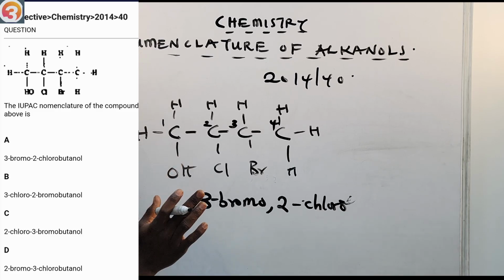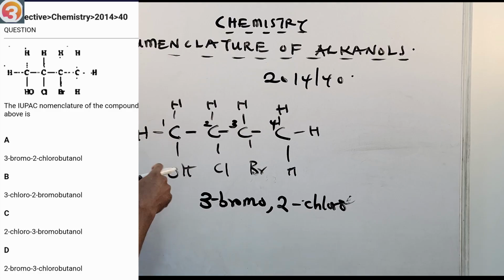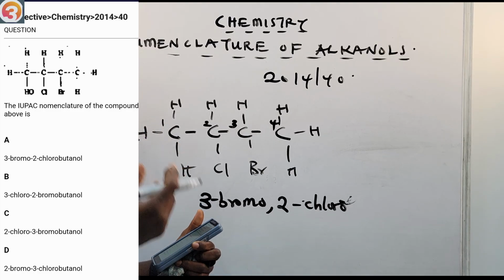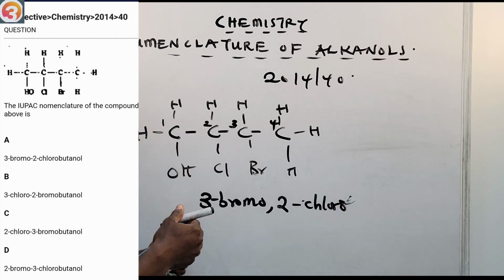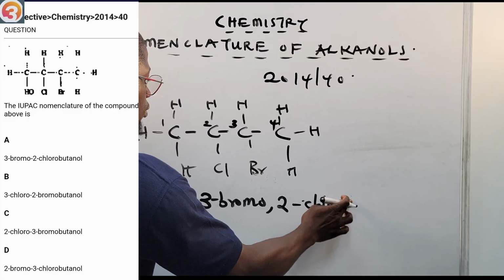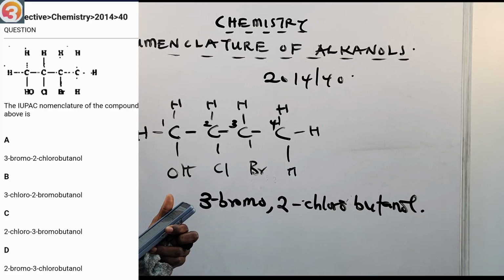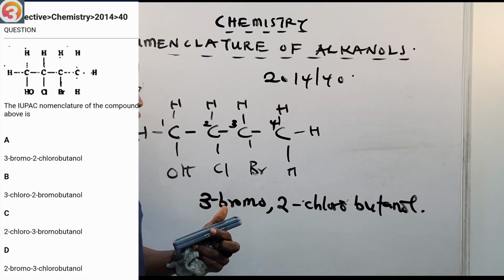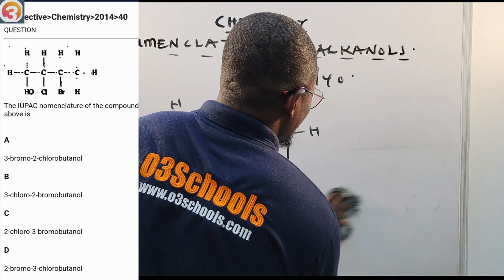But if butan-1-ol is not an option, just go for butanol, because they are trying to tell us that the OH group is on the first carbon. If it was on the second carbon, there's no way we'd not see butan-2-ol or butan-3-ol, as the case may be. So let's continue. This will be 3-bromo-2-chlorobutanol. Let's look for the option that has that. That is option A. Simple as ABC. So we are going somewhere.